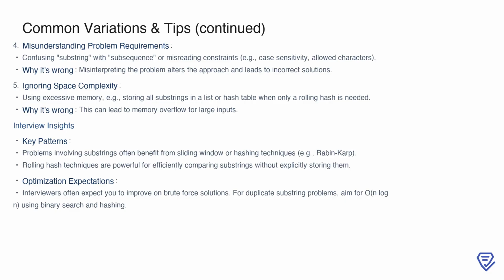To perform well in interviews, it's important to recognize key patterns. Substring problems often benefit from techniques like sliding windows or hashing. For example, Rabin-Karp and rolling hashes allow efficient substring comparisons without storing them explicitly. Interviewers also expect optimization. While a brute force solution might work for small cases, achieving O(n log n) complexity with binary search and hashing is often a benchmark to aim for in problems involving duplicate substrings.